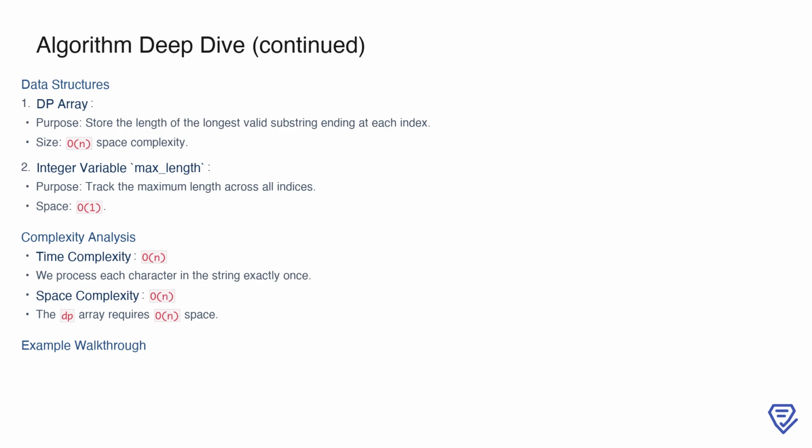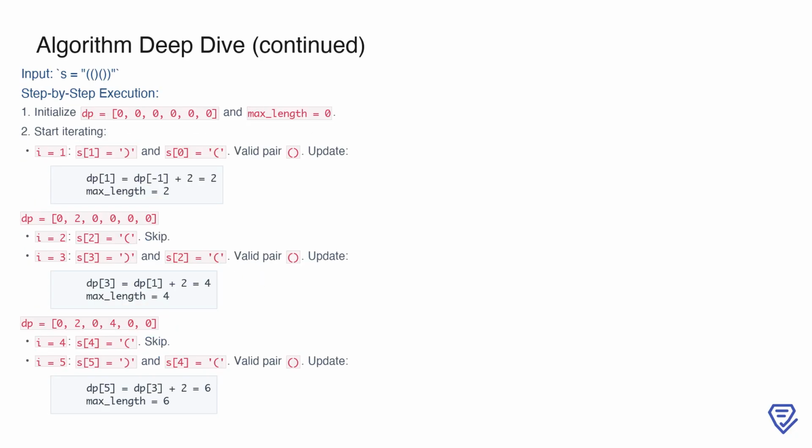By structuring the problem this way, we achieve a balance between clarity and computational efficiency. Let's walk through an example to see the algorithm in action. Consider the input string s. We initialize the DP array as 0, 0, 0, 0, 0, 0, and set max_length equals 0.